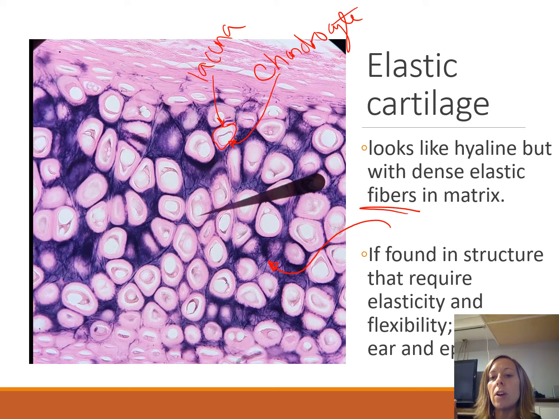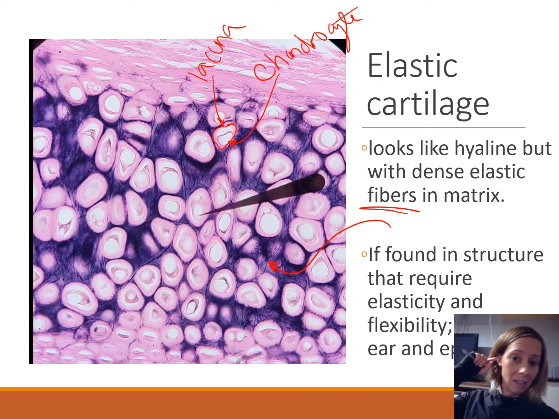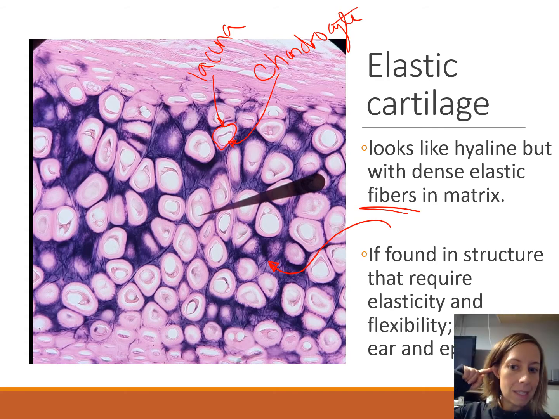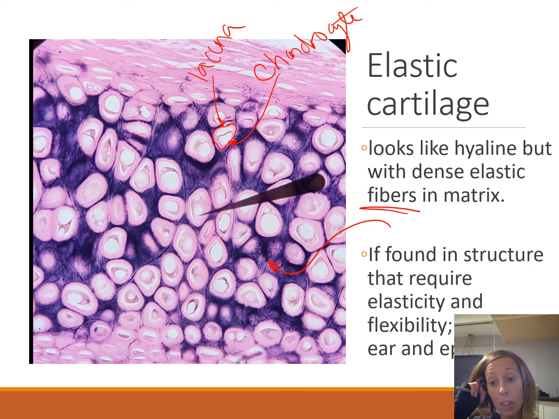All right, so we still have chondrocytes and lacuna. This is found in structures that are going to require some flexibility or some elasticity. So it's like your ears, all right, this part of your ears right here, this outside part, can you see mine? That outside part of your ear is all elastic cartilage.